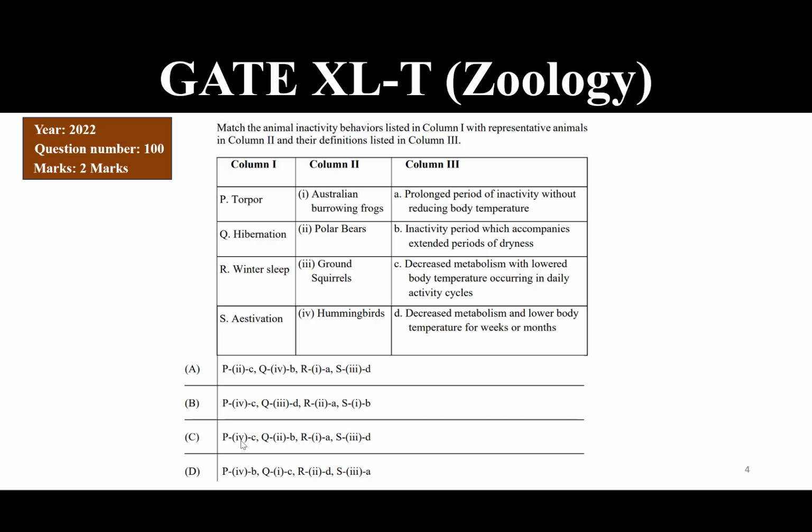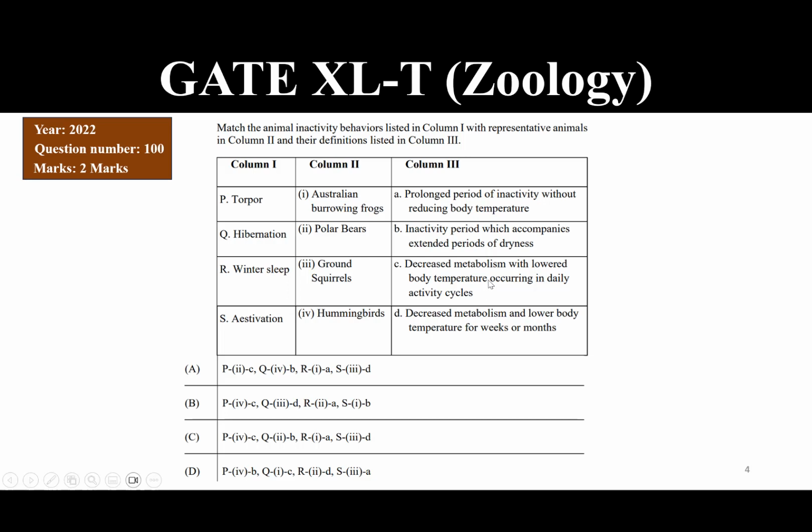We can now move on to other examples, or we can move on to the definitions. So I'll try to solve it from column 3 so that we can see how we can use these key terms here. For example, the first option in column 3 says prolonged period of inactivity, however, without reducing body temperature. Second one says inactivity period which accompanies extended periods of dryness. Third says decreased metabolism with lower body temperature occurring in a daily activity cycle. And the fourth says decreased metabolism and lower body temperature for weeks or months.